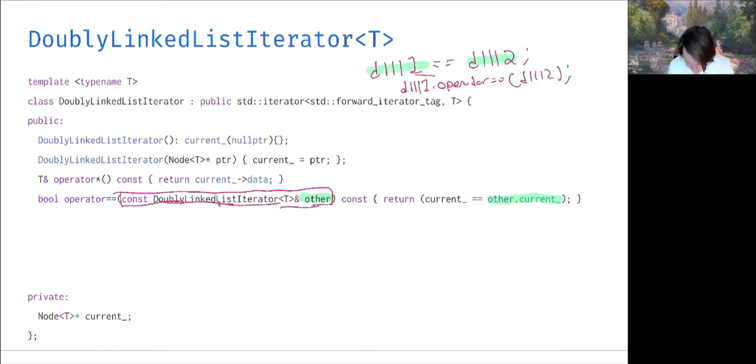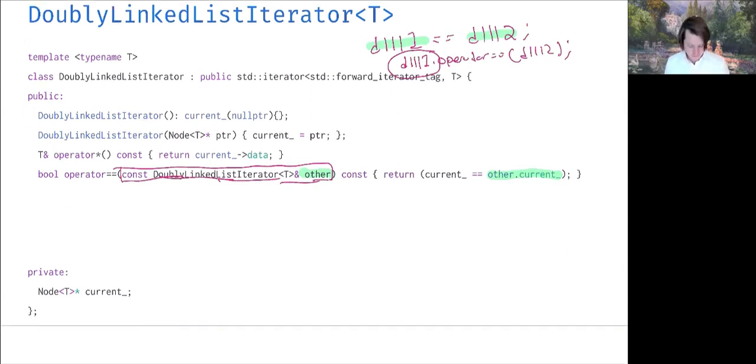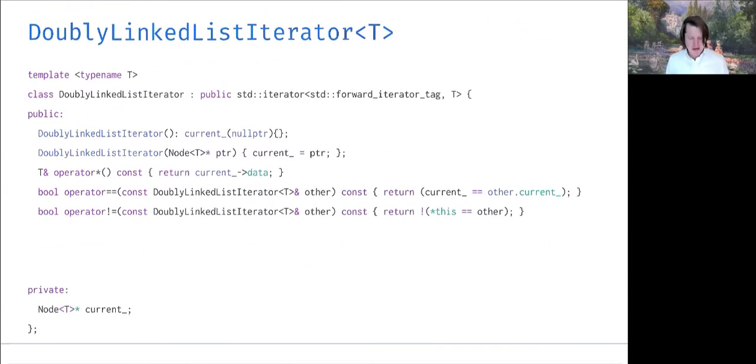And because this object invoked the operator, any mentions to functions, member functions by name, or data members is going to resolve to that object, the object who invoked the method. Okay, we're going to go ahead and define inequality.